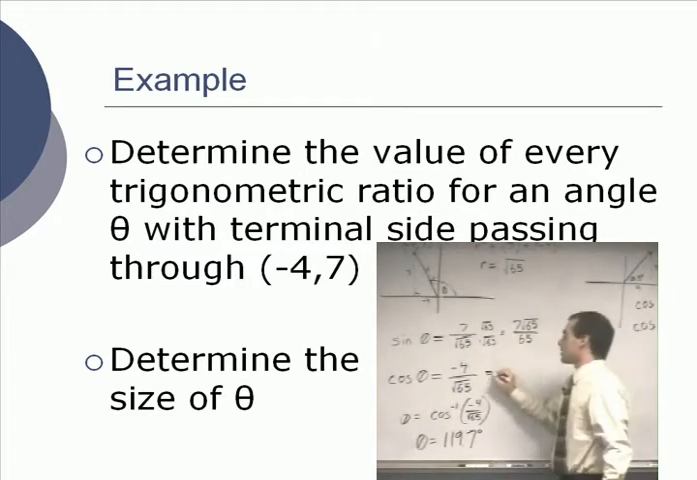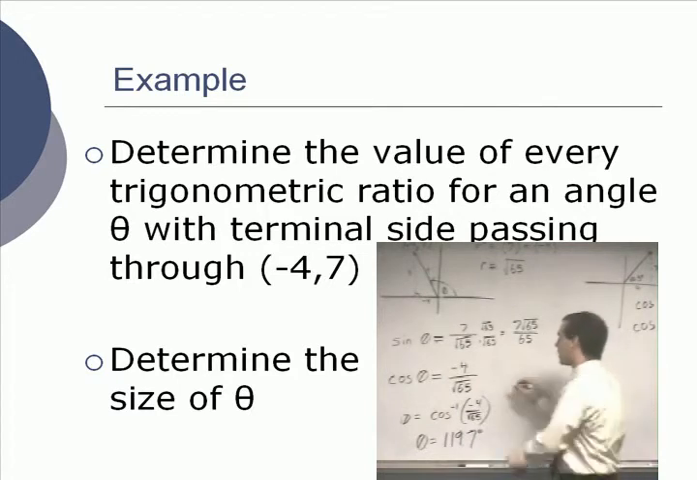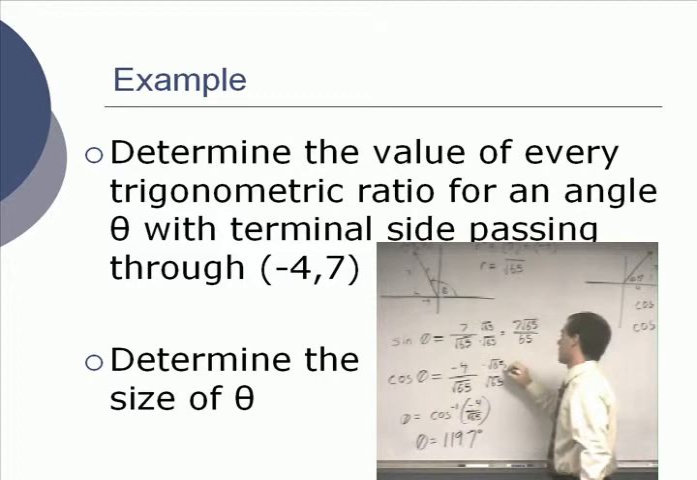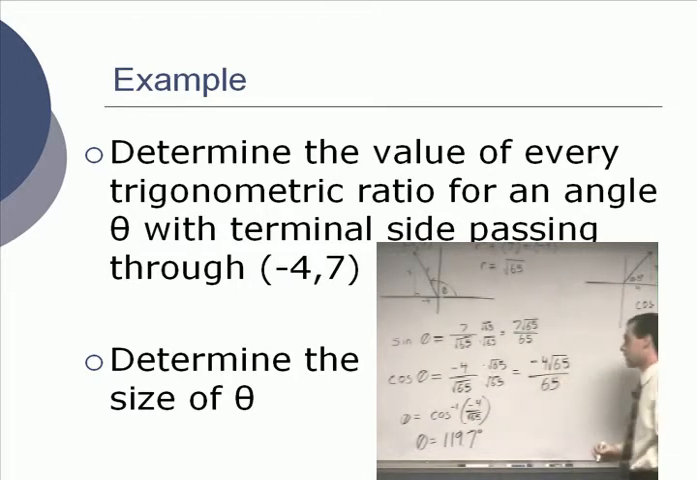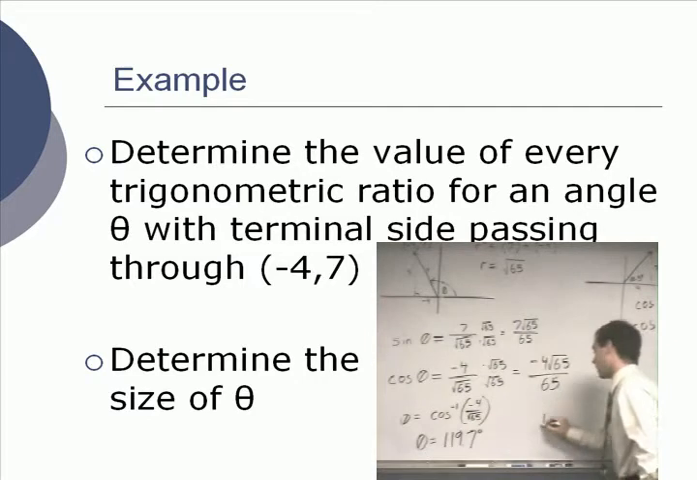Let's go back. Cosine of theta is negative 4 over the square root of 65. If we rationalize that, we're going to get negative 4 times the square root of 65 over 65. This is getting a little bit messy. What's the last thing that we still need to do that we haven't done? Tangent. What is the tangent of theta going to be?